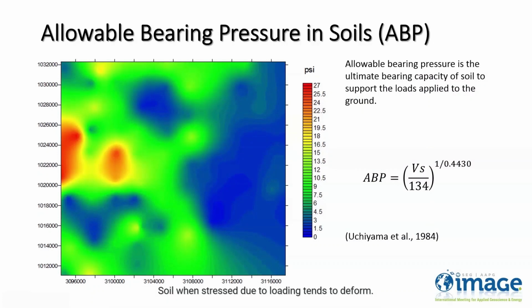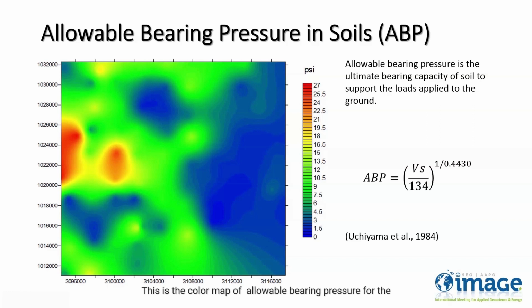Soil, when stressed due to loading, tends to deform. Bearing capacity is the capacity of the soil to support the loads applied to the ground. It is the maximum average contact pressure between the foundation and the soil which should not produce shear failure in the soil. Allowable bearing pressure is the ultimate bearing capacity divided by some factor of safety. It is computed by the given relation.